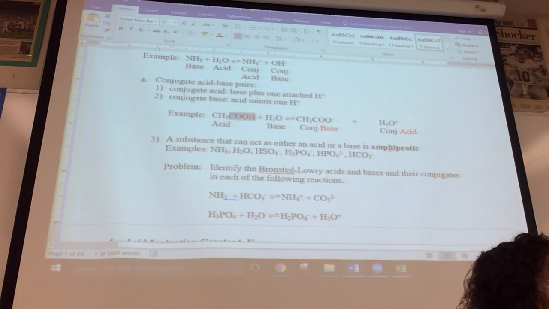Amphiprotic or amphoteric, these are all examples of substances that can go either way. Let me pick, for example, hydrogen sulfate ion so you could see it. The shine is changing, so you want to be careful with that.